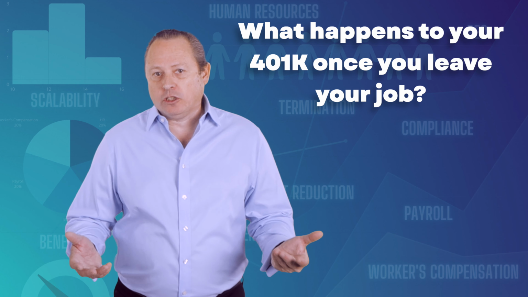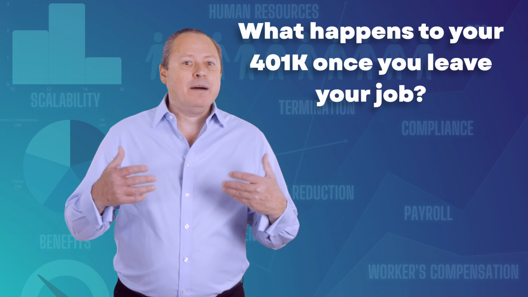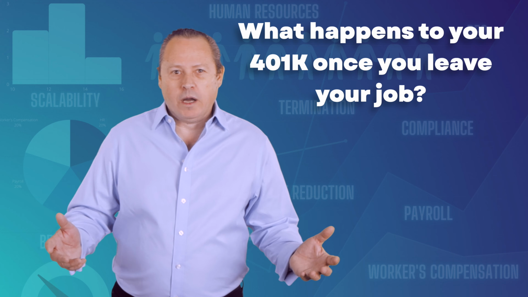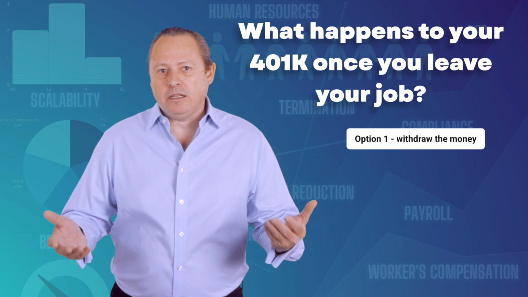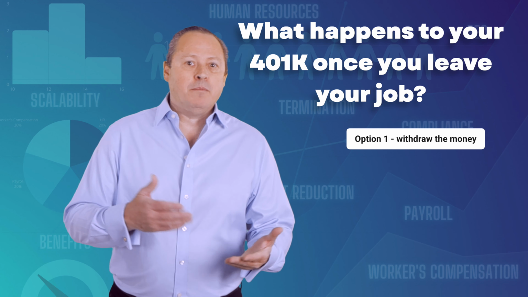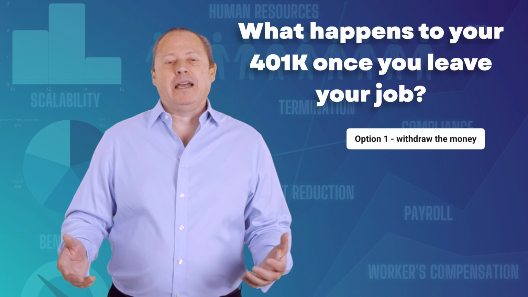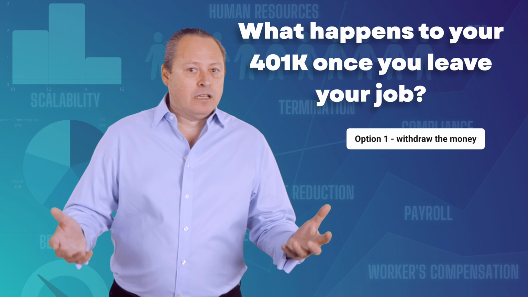Once your employment terminates, whether voluntarily or otherwise, you have up to 4 different options depending on your situation. Option 1, withdraw the money. This is typically the least beneficial option since the money withdrawn will be taxable and a penalty will be applied if under 59.5 years of age at the time of withdrawal.